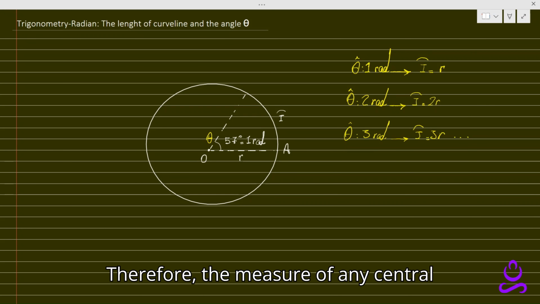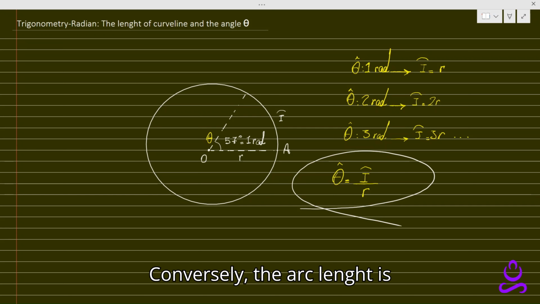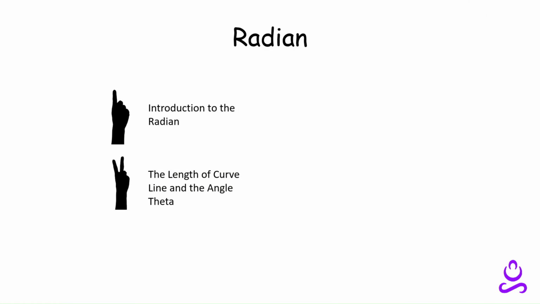Therefore, the measure of any central angle in radians is equal to the ratio of the arc length to the radius. Conversely, the arc length is equal to the product of the radius and the central angle in radians.